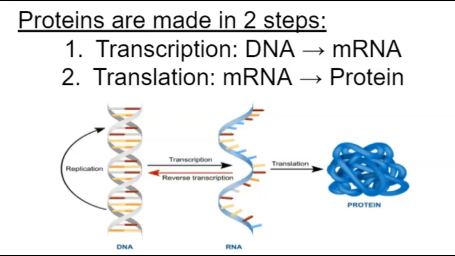Go ahead and write this down. Proteins are made in two steps. The first step is transcription. Transcription is where we're making that messenger RNA. The DNA message gets turned into mRNA. Translation is where we take that messenger RNA, bring it to the ribosome, and turn it into a protein. If you need to continue writing, go ahead, just hit pause.